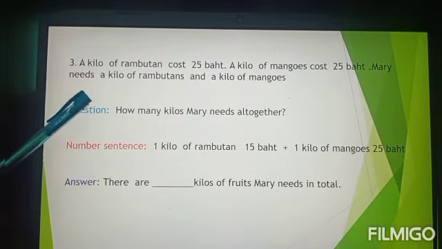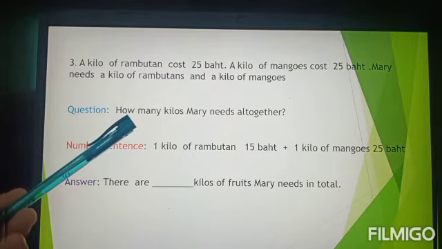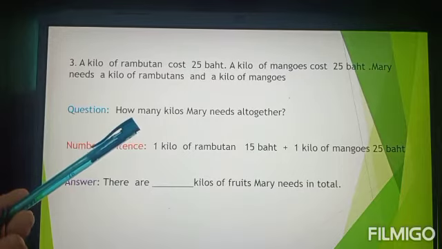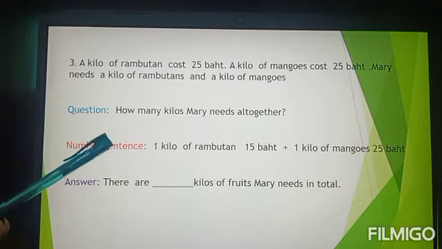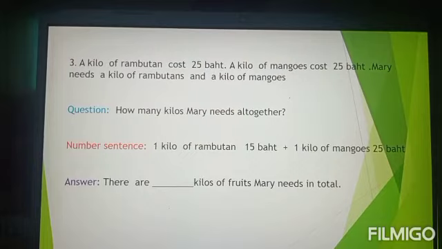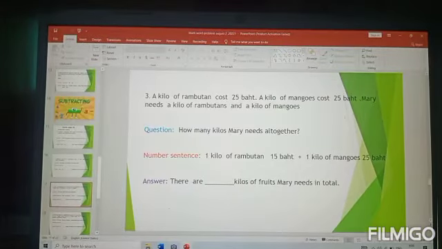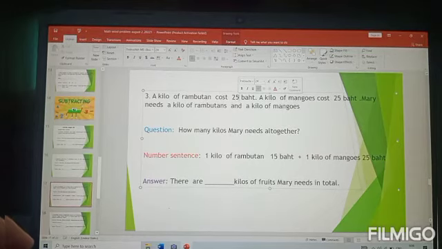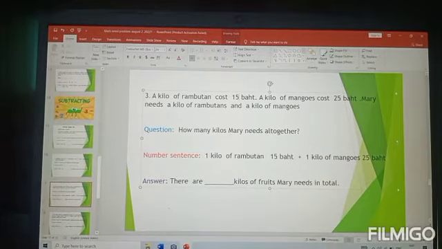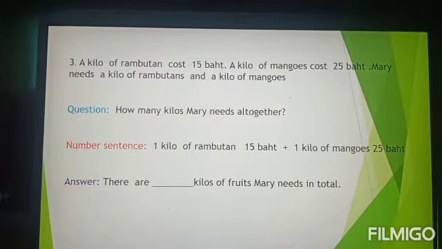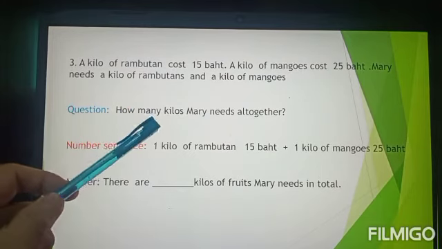Number 3. A kilo of rambutan costs 25 baht. A kilo of mangoes costs 25 baht. Okay, I want to change this. A kilo of rambutan costs 15 baht, I'm sorry. So rambutan is 15 baht. A kilo of mangoes costs 25 baht. Mary needs a kilo of rambutans and a kilo of mangoes. Question: how many kilos does Mary need altogether?